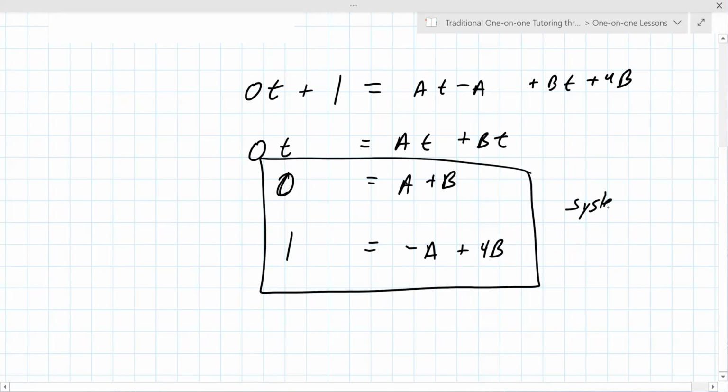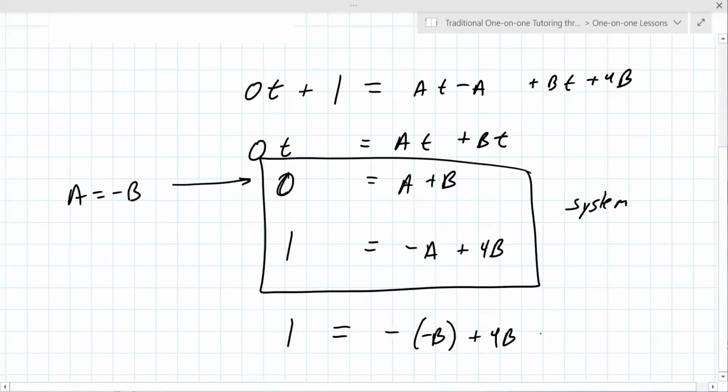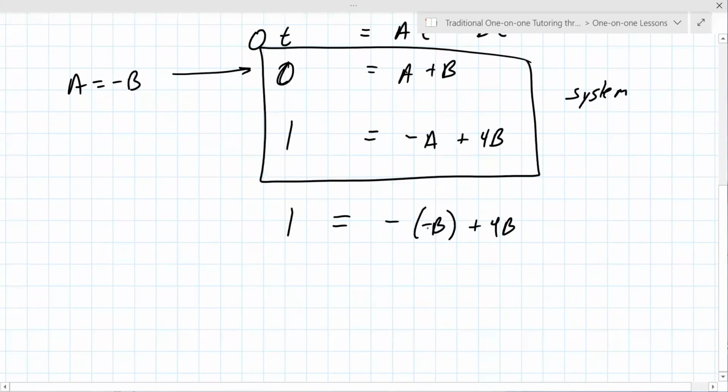Instructors can make this as easy or as hard as they want. The first equation gives you A equals minus B, for example, and so you have 1 equals minus A. We would substitute that in, so you would get minus A minus B plus 4B. So it ends up being 5B. So 1 equals 5B, B equals 1/5. And then A, you get from back there. A is minus 1/5.